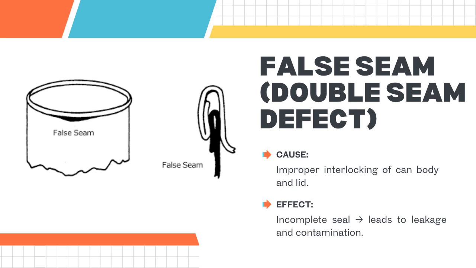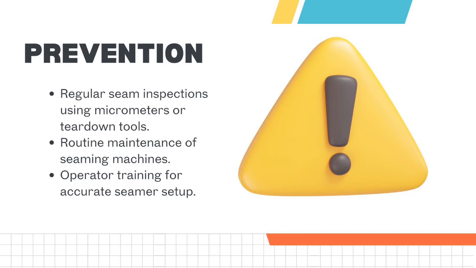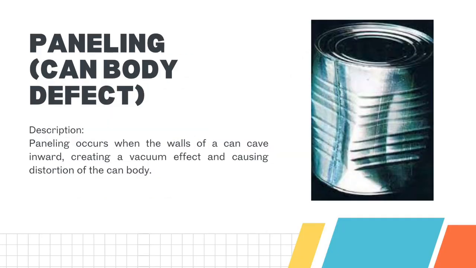The prevention can be done as follows. To prevent this, it is important to do regular seam inspections, calibrate the seaming machine properly, and train operators to recognize early signs of this defect.